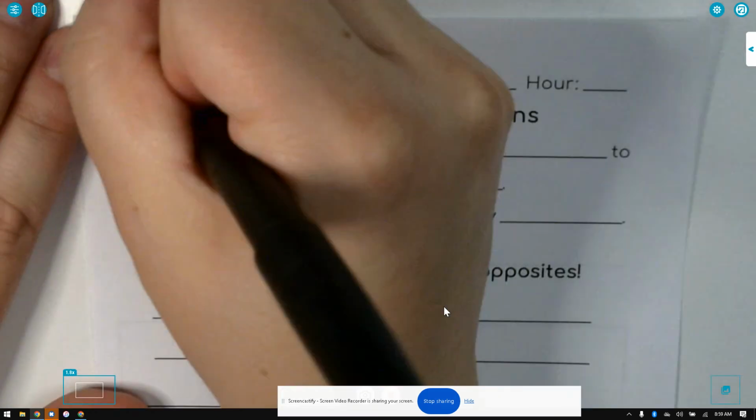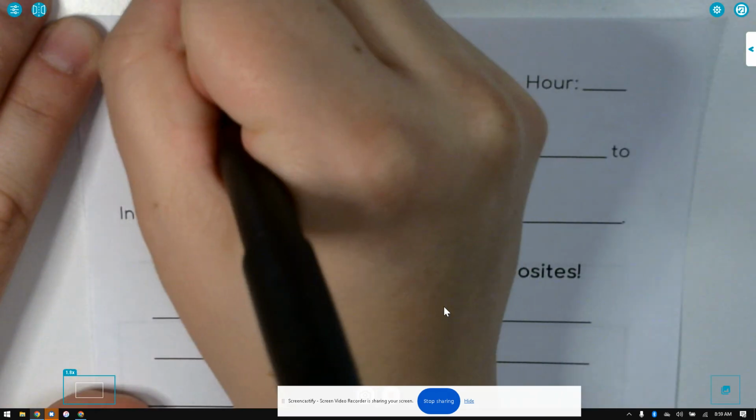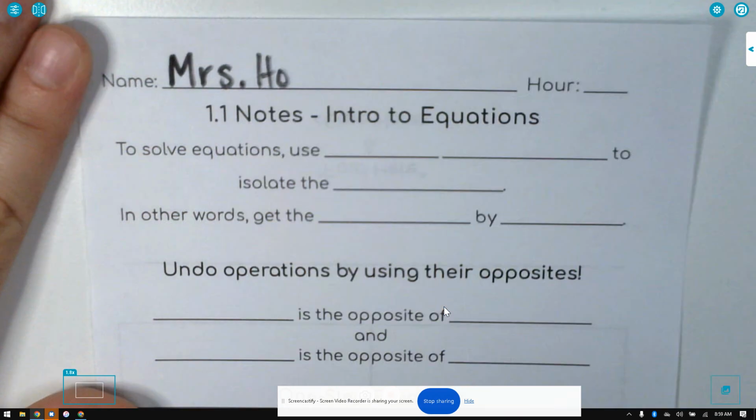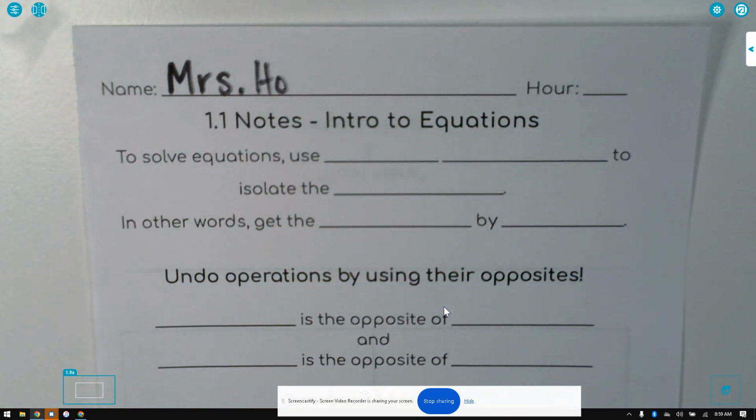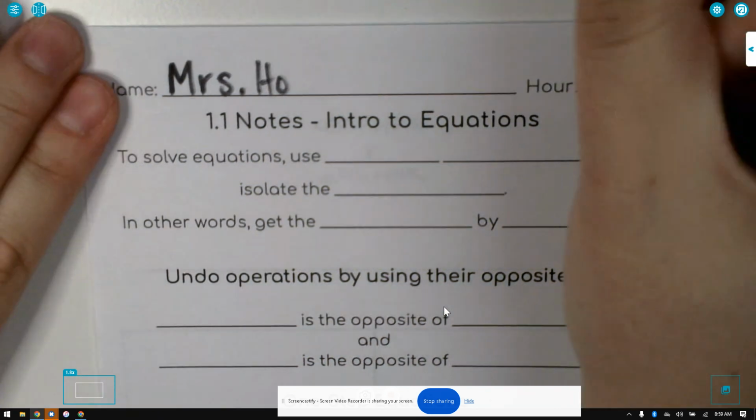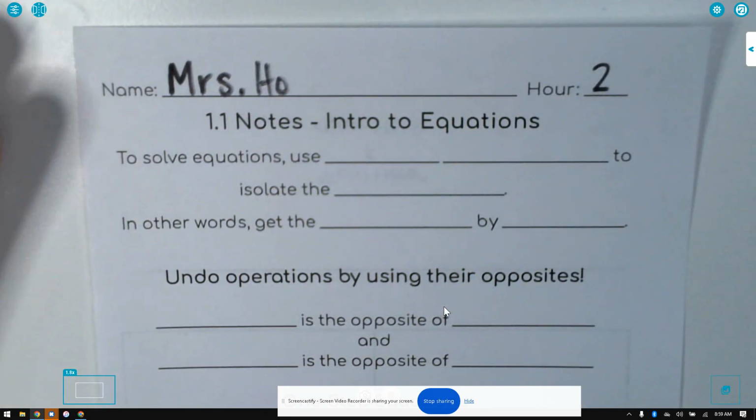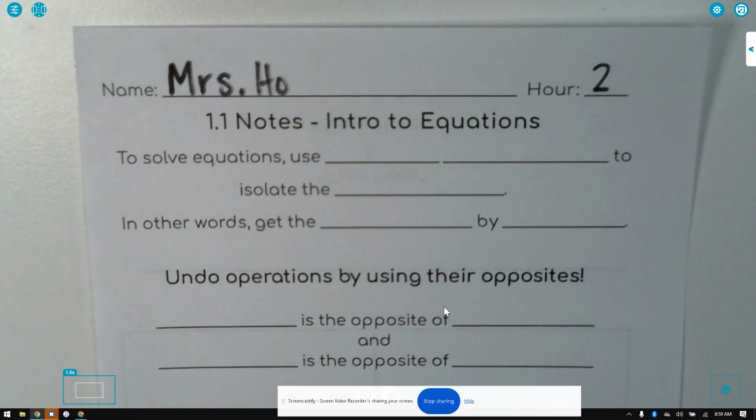All right, go ahead and throw your name on here, just so if this falls out of your notebook, we can try to get it back to you. And this is second hour. And it seems as if all of my pens are dead. Lovely. That's what happens when I haven't touched them all summer.